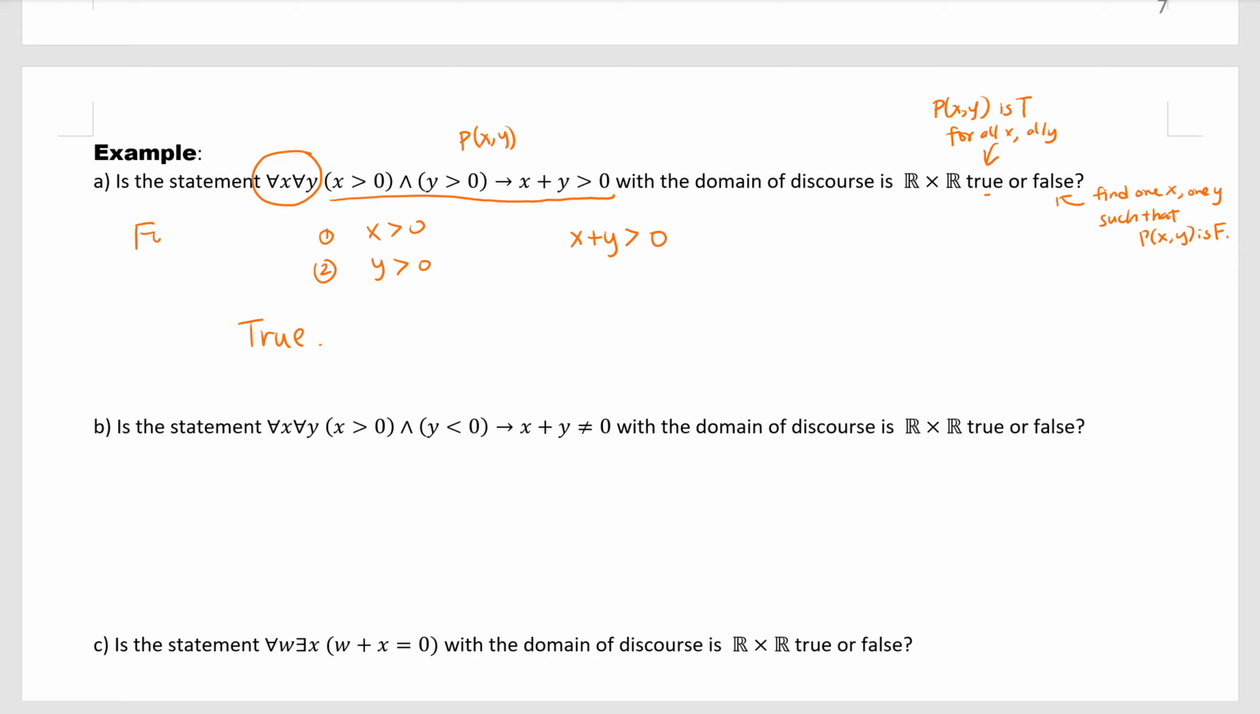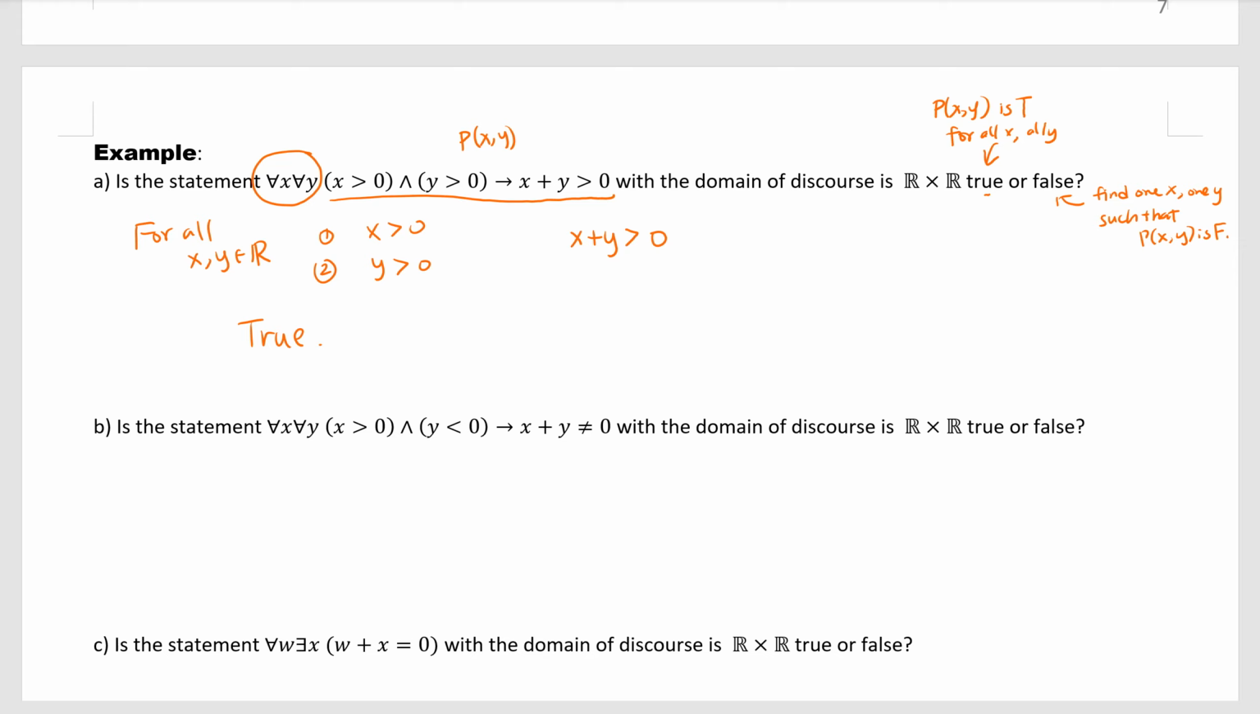And we can put here for all x, y, if x is greater than 0 and y is greater than 0, when we add them together, the sum is greater than 0. And this is true.